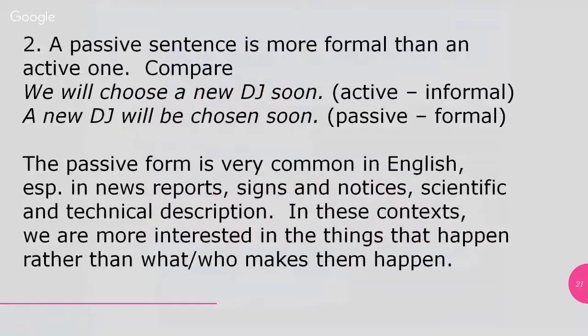A passive sentence is more formal than an active one. We will choose a new DJ soon. It is active and informal. A new DJ will be chosen soon, passive and formal, because you're just making a non-committal statement. ಯಾರು ಚೂಸ್ ಮಾಡ್ತಾರೆ ಅಂತ ನಾವು ಹೇಳ್ತಾ ಇಲ್ಲ. A new DJ will be chosen ಅಂತ ಅಷ್ಟೇ ಹೇಳ್ತಾ ಇದ್ದೀವಿ.